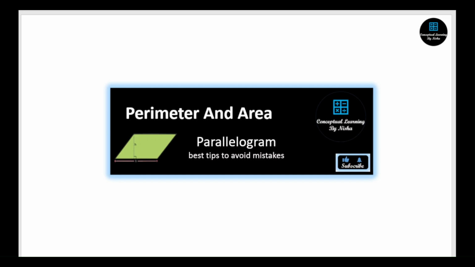Perimeter is nothing but the total sum of the length of all the sides of a closed shape, and area is nothing but the area enclosed by the closed shape. Hello everyone, welcome back. Today we are going to learn area and perimeter of a parallelogram.